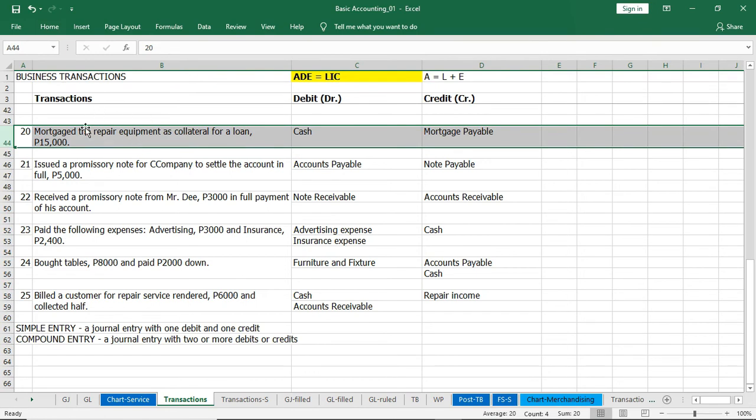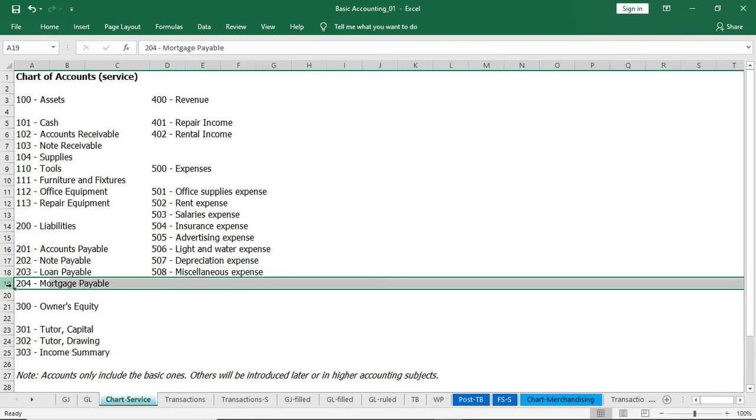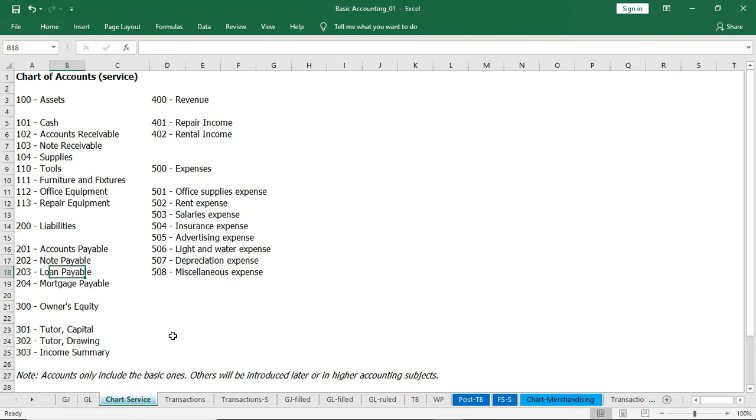Naka-note lang na siya ay naka-mortgage yung repair equipment, pero at this point na transaction, hindi siya affected. Okay? So, yung business, umutang, so nagkaroon ng increase in asset, debit to cash. Tapos, nagkaroon din ng increase in liability, so credit to mortgage payable. Okay? Very specific na type ng payable, kasi yun yung nakalagay sa kanyang chart of account. Kung wala itong account na to sa kanyang chart of account, pwede natin gamitin din yung loan payable na account.